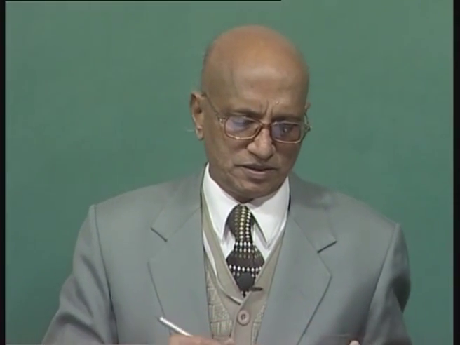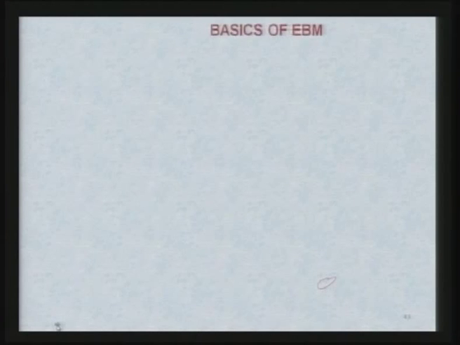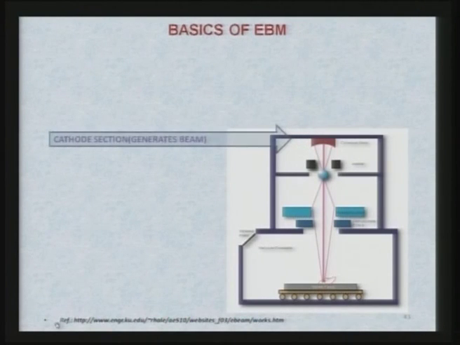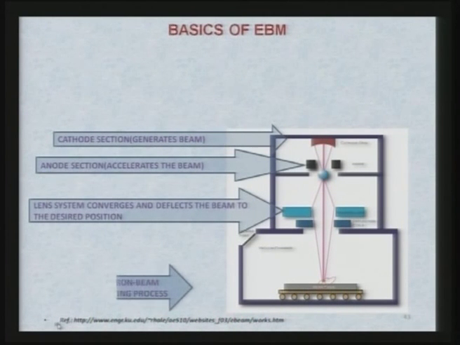In the last class, we were discussing micro machining, and we started with a very important micro machining process known as electron beam micro machining. I had shown you the setup for electron beam micro machining, as you can see here, and we have already discussed it while discussing the electron beam micro machining section. So, various elements are shown here.